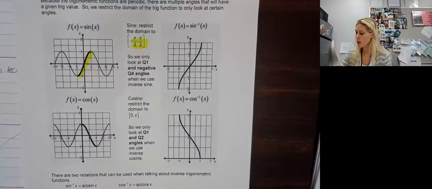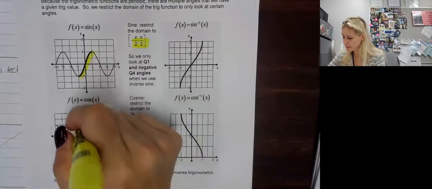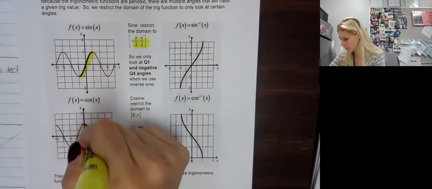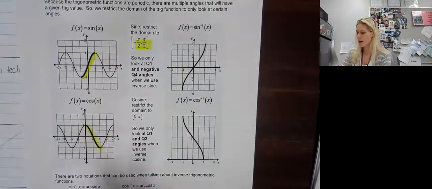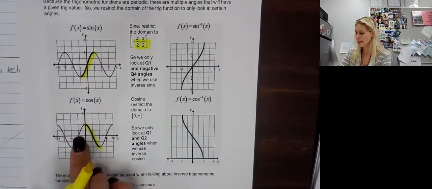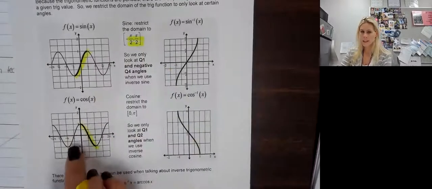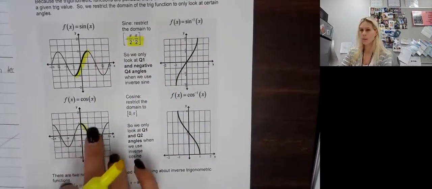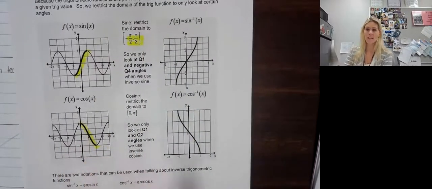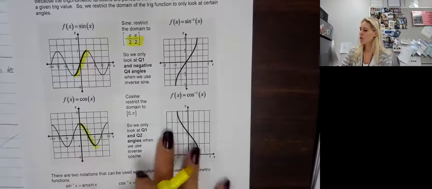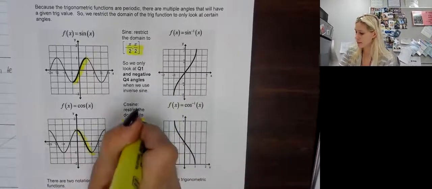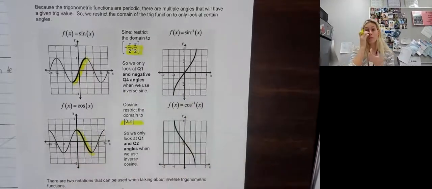So that means we're just looking at the first and fourth quadrant. For cosine, though, the nice layout is between 0 and pi. If we did negative pi over 2 to pi over 2, like we would have done for sine, you would see that when we switch x and y, we no longer pass that vertical line test. So this is the idea behind these two. And cosine, of course, would be the first and second quadrant.